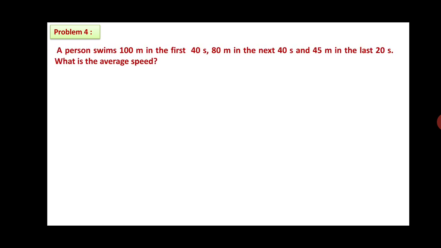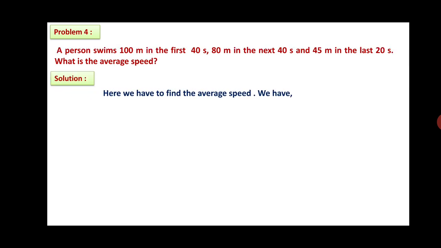Now I'll see the next problem, number 4. A person swims 100 meter in the first 40 seconds, 80 meter in the next 40 seconds, and 45 meter in the last 20 seconds. What is the average speed?